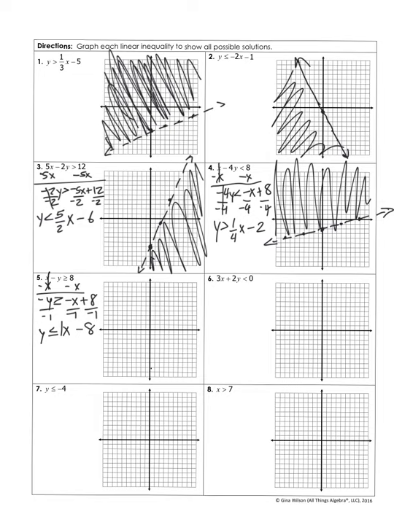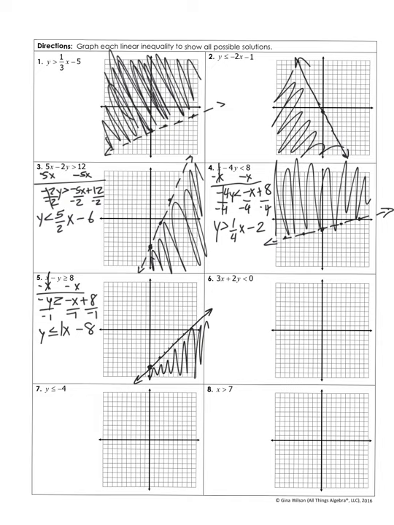Plot the y-intercept. Slope is up 1 over 1, up 1 over 1, up 1 over 1. And since it's less than or equal to, this is going to be a solid line. And with less than, we shade below. There you go.